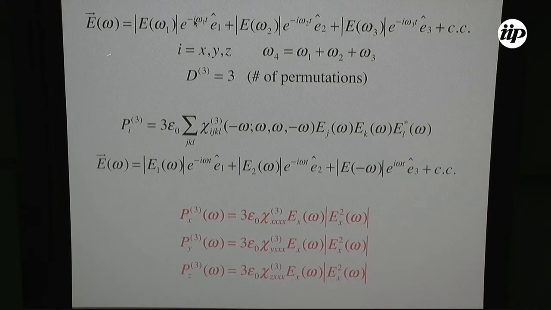So this is the complete way to write the electric field here. These are the permutations that you have if you are interested in the third order susceptibility. So this is the electric field, and the different polarizations which take into account these different susceptibilities depending on how the electric field interacts with, for example, our cubic crystal, as I will show you in a while.